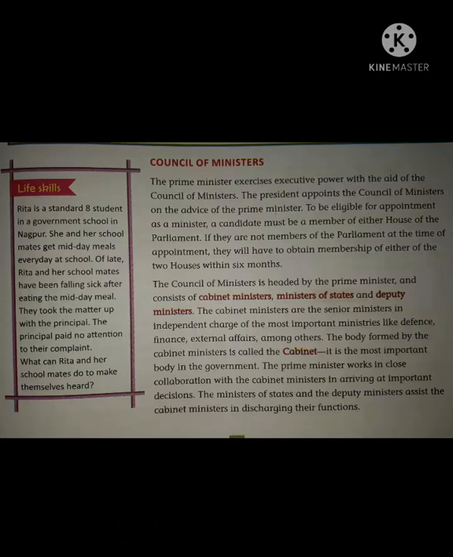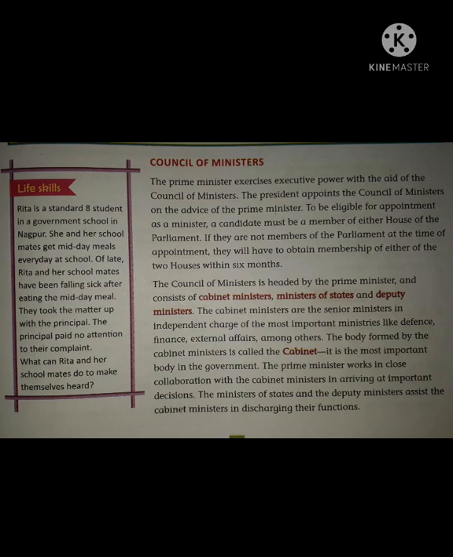Now let us learn about the Council of Ministers. The Prime Minister exercises executive power with the aid of the Council of Ministers, as the President appoints the Council of Ministers on the advice of the Prime Minister. To be eligible for appointment as a minister, a candidate must be a member of either House of Parliament. If they are not a member of Parliament at the time of their appointment, within 6 months they should obtain membership of either of the two Houses of Parliament.